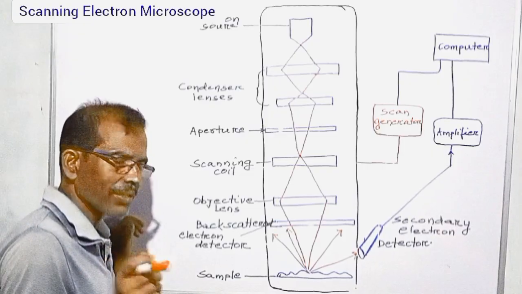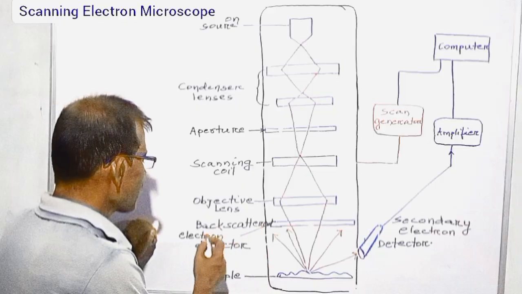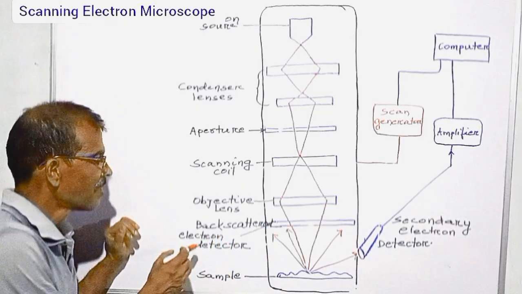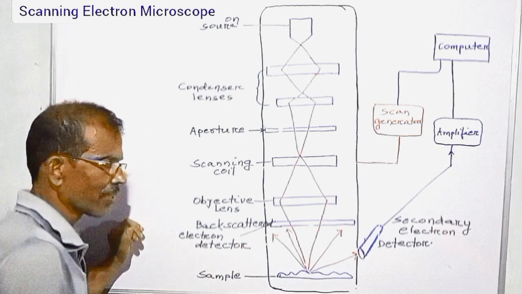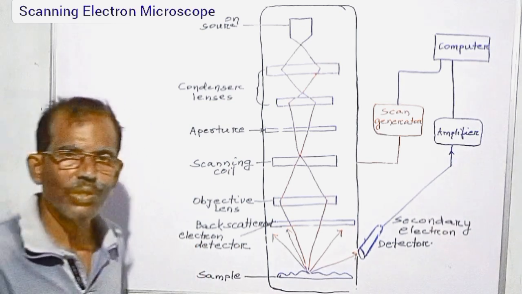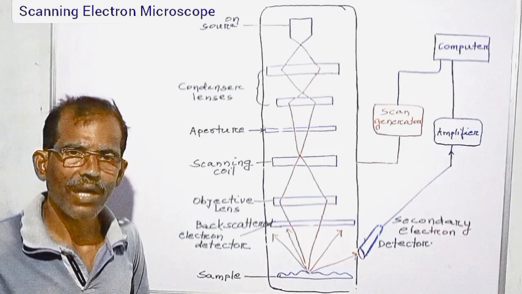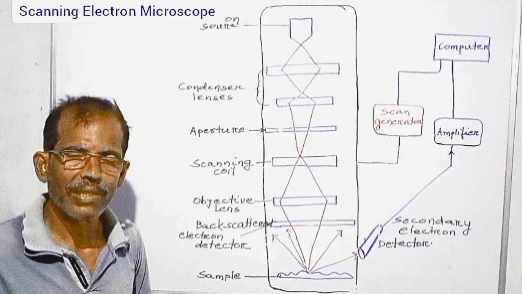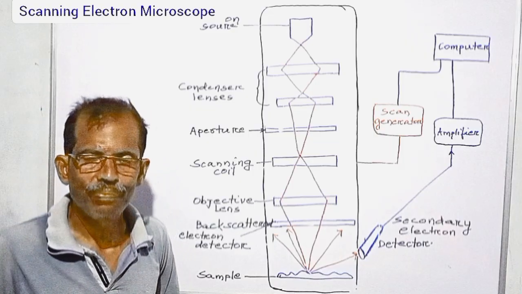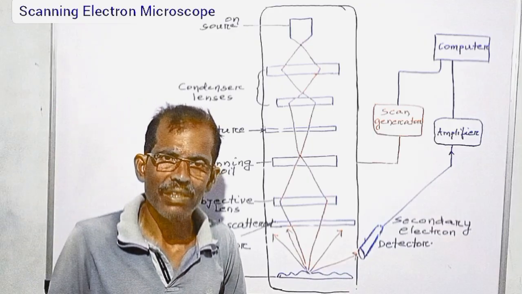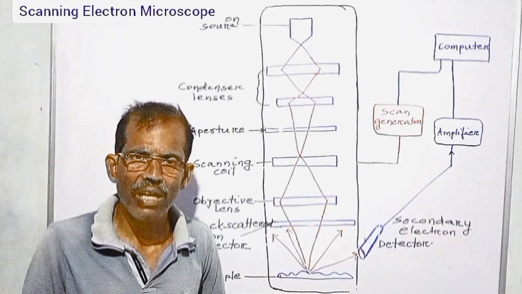Another type of electron emitted from the surface of the specimen is backscattered electron. These are of high energy and are recorded by the detector, which is used to distinguish different regions within the sample based on their elemental composition and atomic number. So scanning electron microscopy is widely used to study the surface details of various specimens in a precise manner.